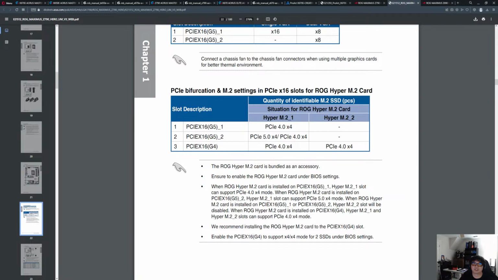Because it sounds like there's some kind of bifurcating chip on the physical Hyper M.2 card itself that manages these operating modes, depending on what it detects on the wire, on the PCIe slot. So the only thing that doesn't make sense to me is why the top slot and the second slot are different, because there shouldn't be any difference in the way these two operate. So anyway, that is the way that you would get Gen 5 storage working on this motherboard.